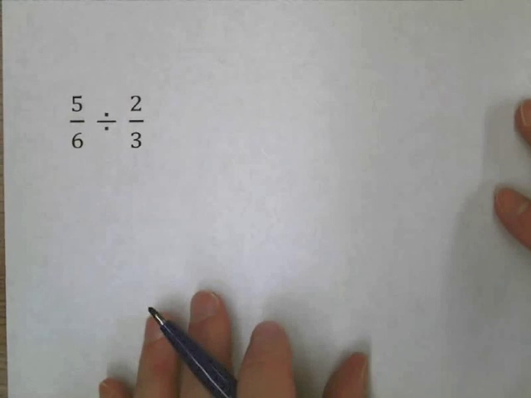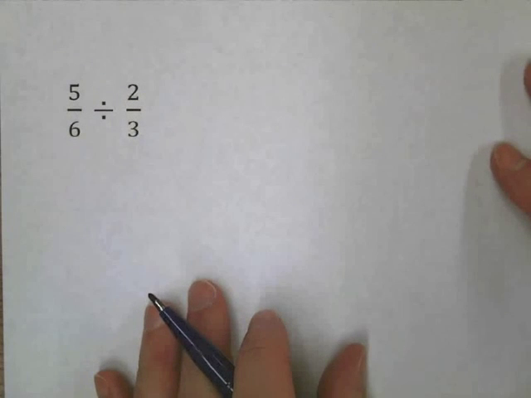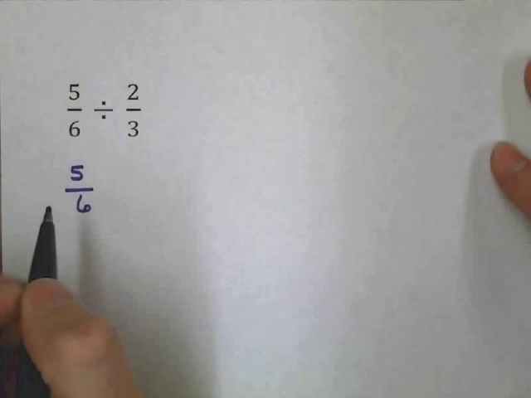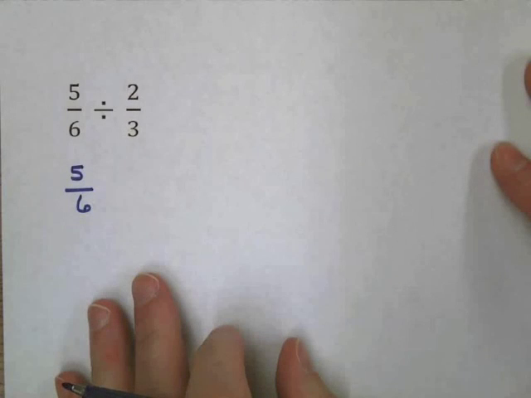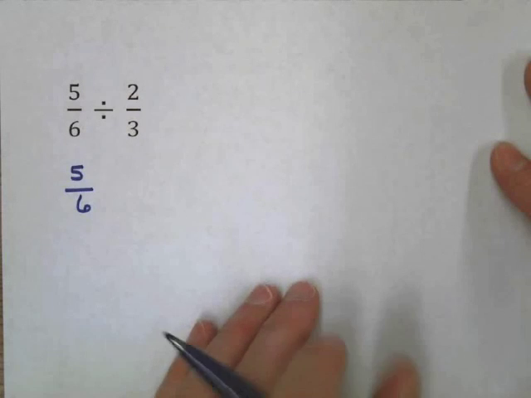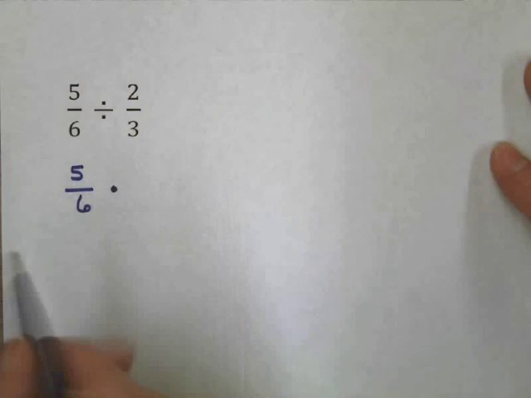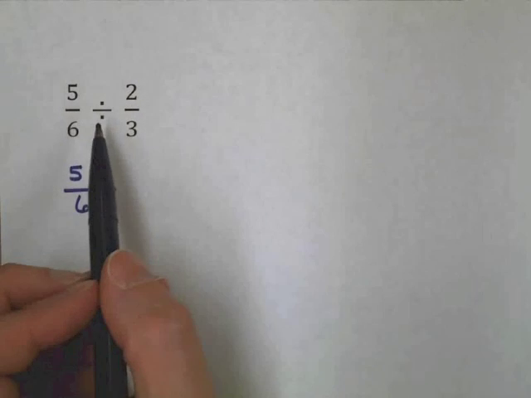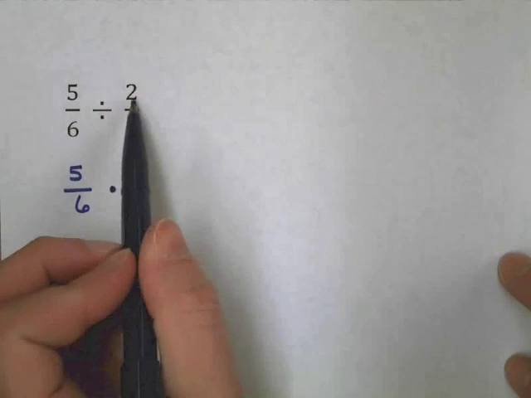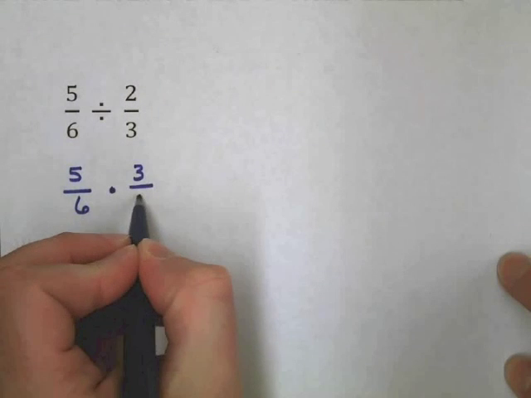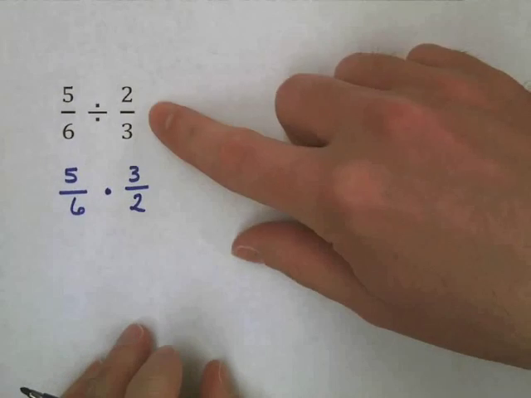Here we have 5/6 divided by 2/3. Well, I know that I can solve fraction multiplication problems. So let's see if we can turn this division problem into a multiplication problem. If I do that, I need to say that if I'm dividing by a fraction, that's the same as multiplying by the reciprocal. And the reciprocal of 2/3 is 3/2. These are equivalent.